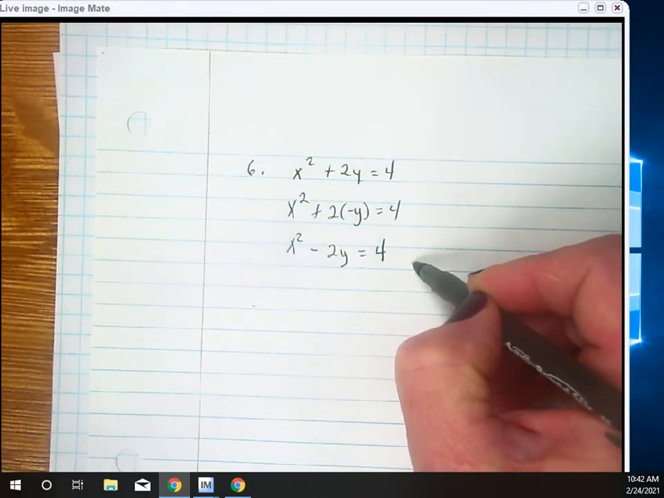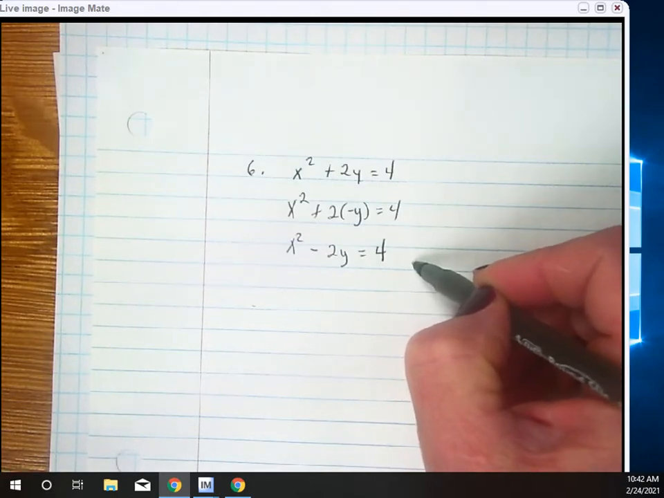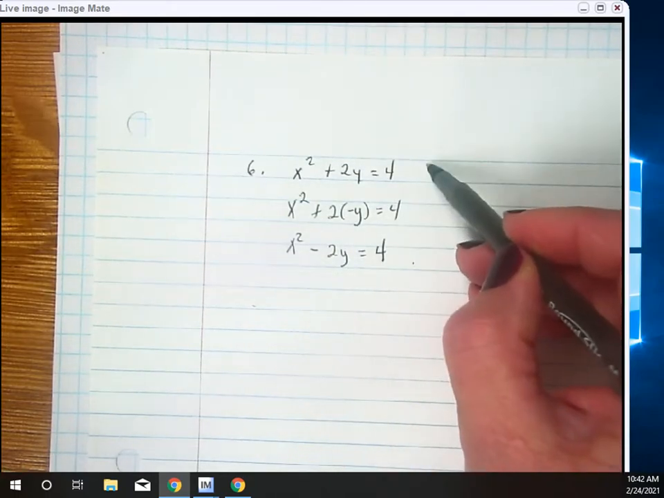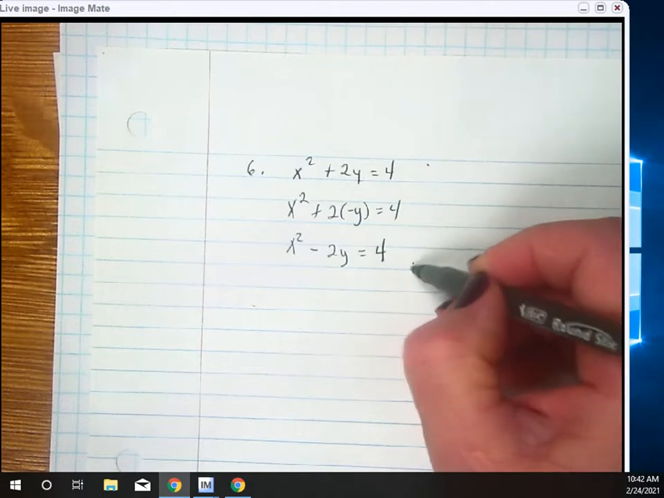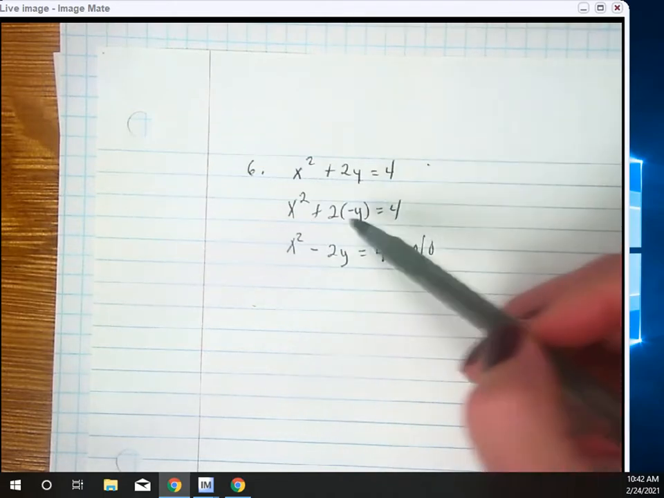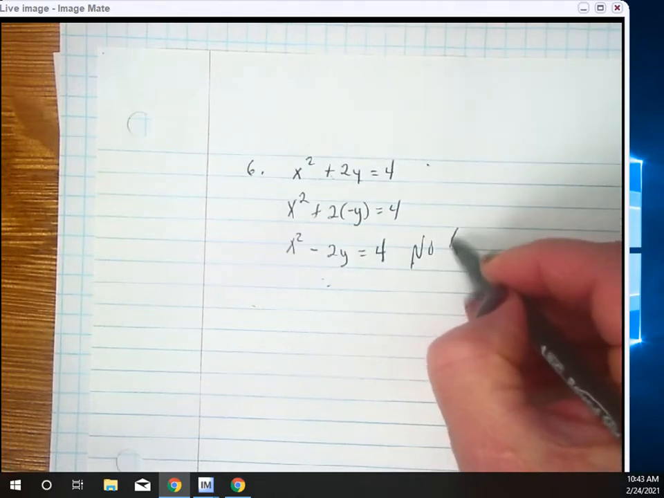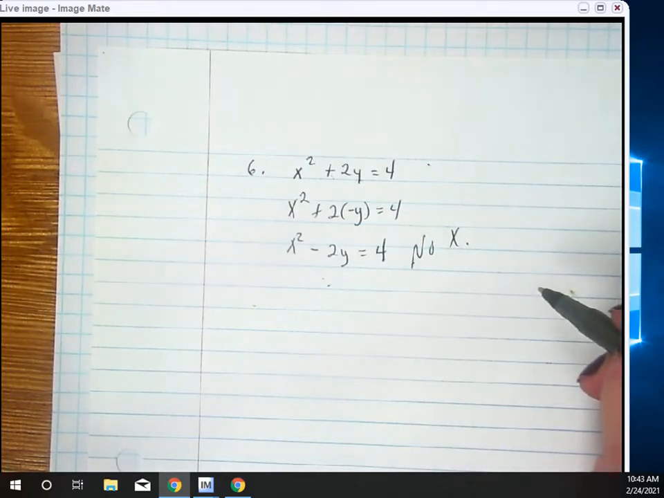What changes if you have symmetry with respect to the x? The y value, the output, has to be the exact opposite. Is this the exact opposite of the one that we started with? No. The only thing that changed was that middle sign. All of the signs did not change. So this does not have symmetry with respect to the x-axis.